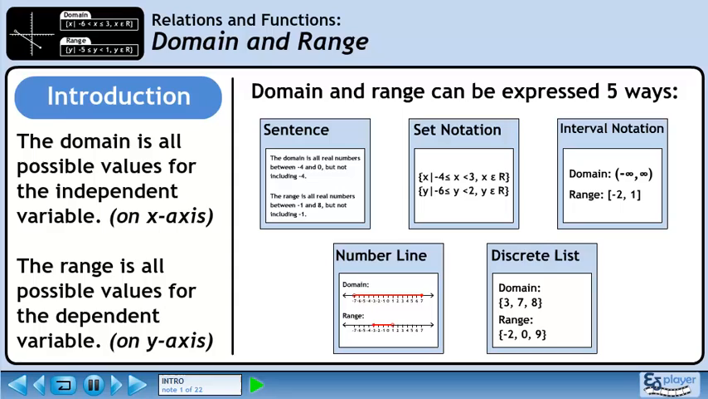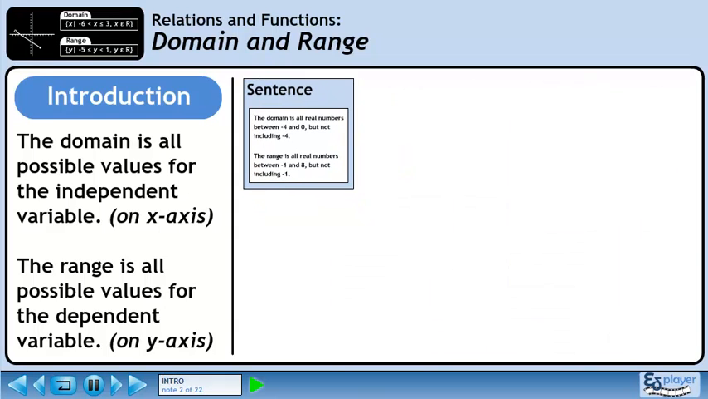Domain and range can be expressed in 5 ways: as a sentence, using number lines, writing set notation, writing a discrete list, or interval notation. We'll start by learning how to express domain and range as a sentence.